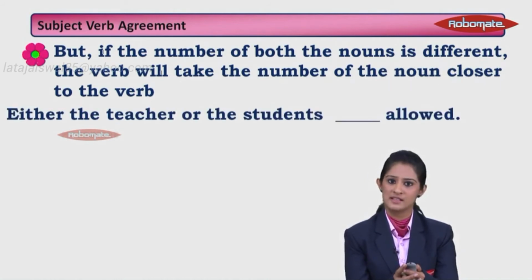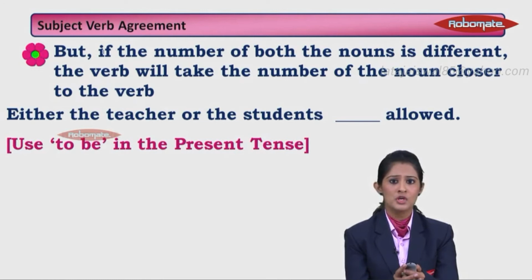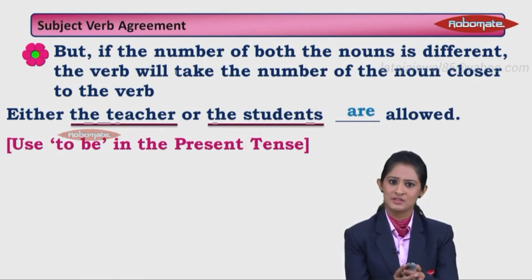Suppose the sentence is either the teacher or the students dash allowed. Use to be in the present tense. Now, we have the first noun, the teacher, the second, the students. We will use the word are because we have the word the students closer to the verb. So we shall say either the teacher or the students are allowed.